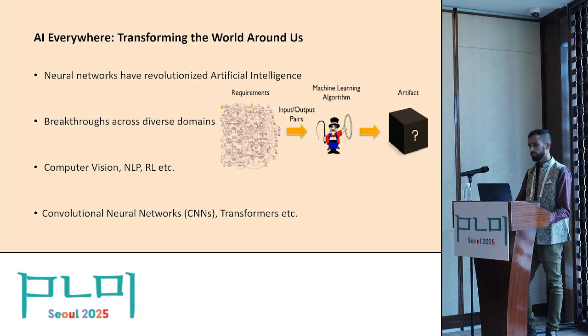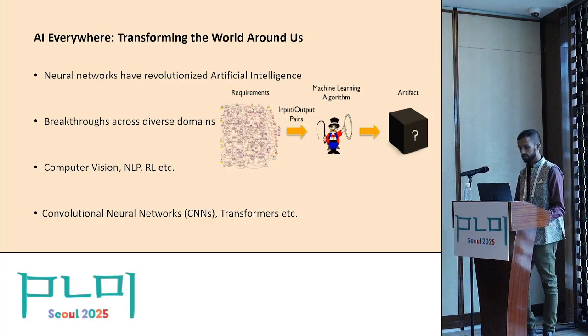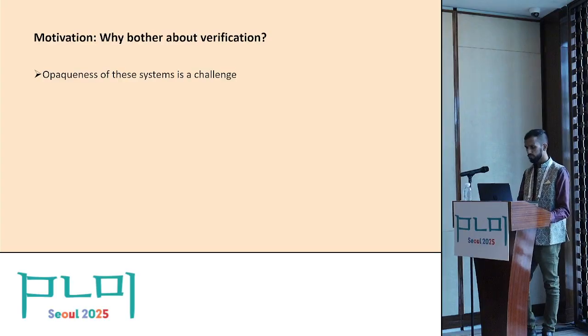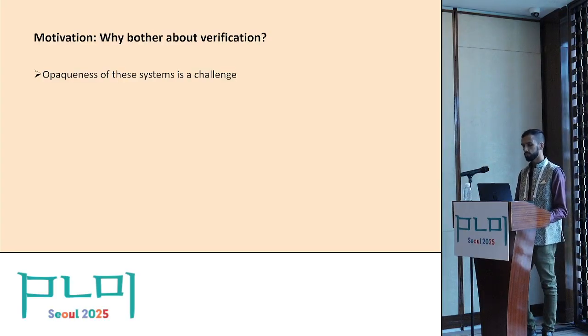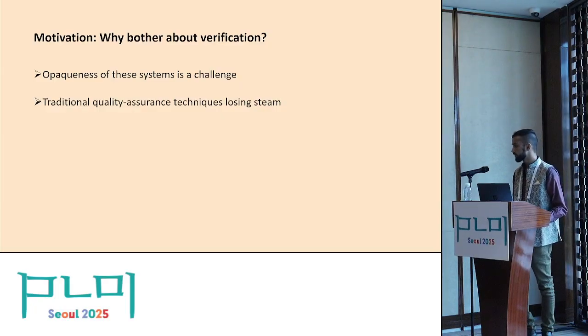In summary, there are some real world requirements, and from those requirements we get some input output pairs and we feed them to the machine learning algorithm, and that gives you some artifact. So the challenge here is how can we verify these systems, because the opaqueness of these systems is a challenge, and the traditional quality assurance techniques are losing steam.